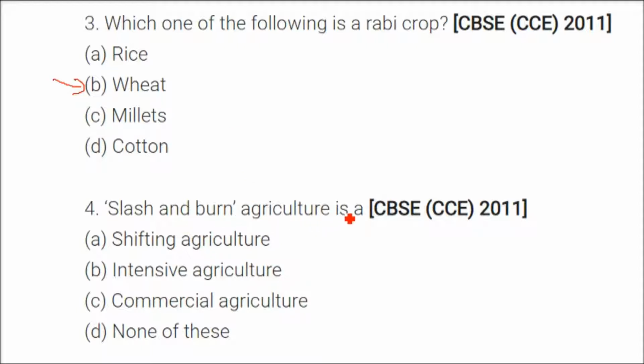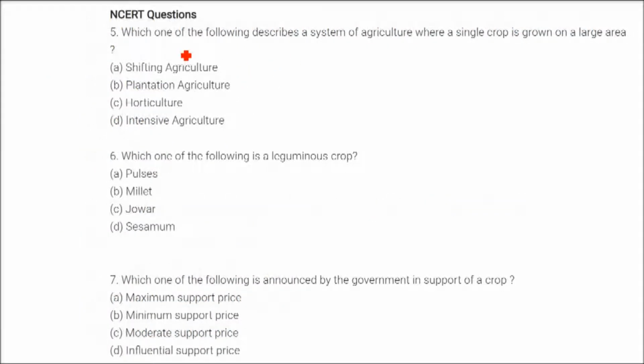Slash and burn agriculture is a, you just clear a land, or you grow on a land, then you burn it and leave it with the ash so that it regains its fertility. So the answer would be shifting agriculture. Which one of the following describes a system of agriculture where a single crop is grown on a large area? This answer is plantation agriculture.